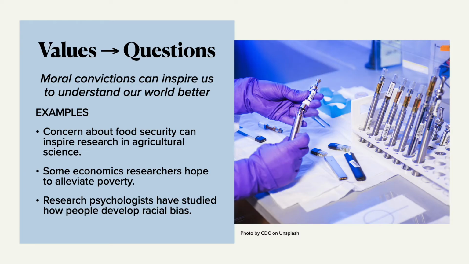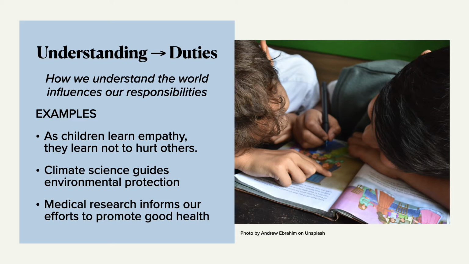Sometimes ought claims lead us to look for is claims. Our values inspire us to deepen our knowledge about a subject. Concern about hunger or for food security inspires a lot of research in agricultural science. Some people who study economics want to learn how to alleviate poverty, and research psychologists have studied how people develop racial bias. In addition, is claims can develop or extend our ought claims. As children learn empathy, they learn how not to hurt others' feelings. Climate science guides our efforts for environmental protection, and we rely on medical research to know how to improve our health.